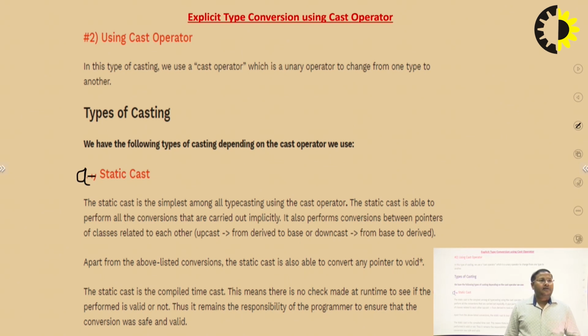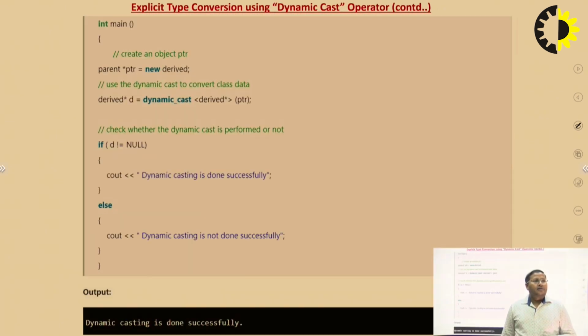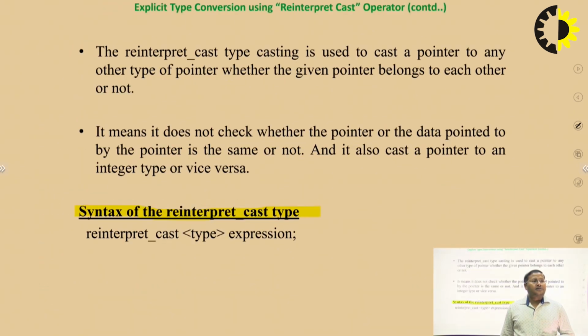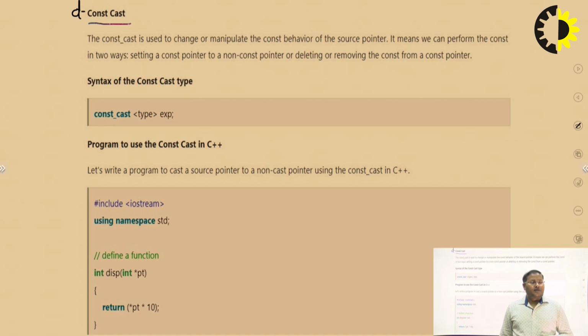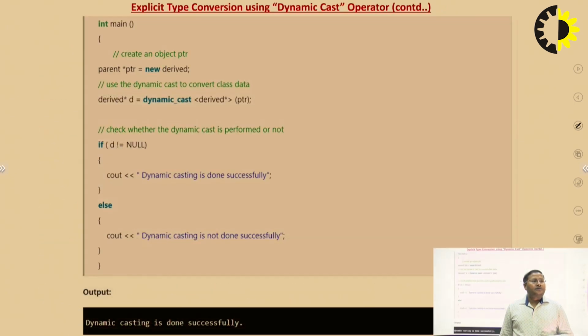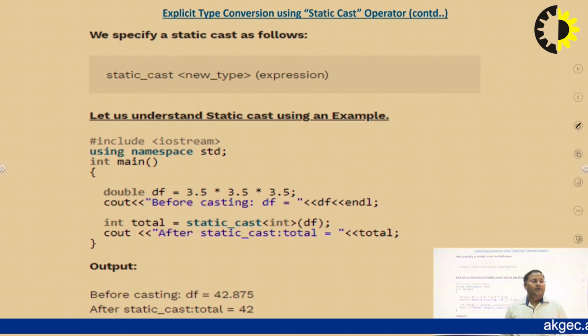Now another method for the explicit type conversion is using the cast operator. In this type of casting, we use a cast operator, which is a unary operator, to change from one type to another. So using the cast operator, we can perform the explicit type conversion by many methods. The first method is static cast, another is dynamic cast, then reinterpret cast, and last is const cast. I am going to discuss each one by one.